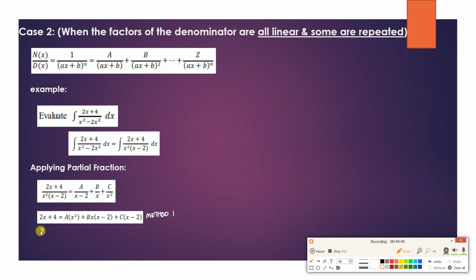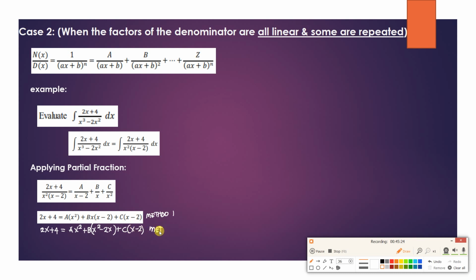Okay, distribute natin. Yung A, x squared na siya. Yung B, pwedeng bx squared minus, yung x na lang pasok natin sa loob. Yung B, x squared minus 2x. Okay, plus yung C as is. So, ito yung method 2.